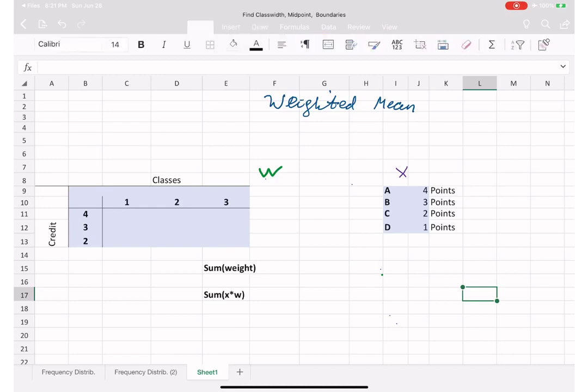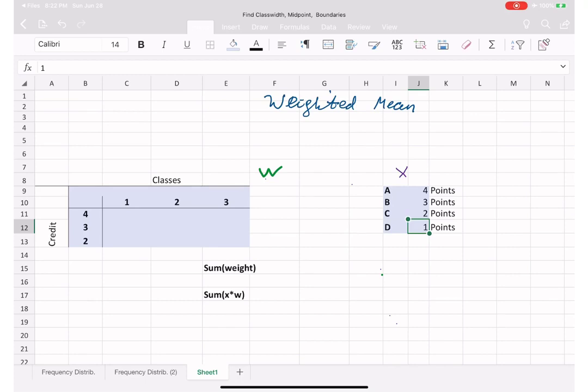A student received the following grades. A worth 4 points, received B, and that worth 3 points. Student received C and got 2 points, and received D, it got 1 point. So we need to find the final grade of the student based on point score.